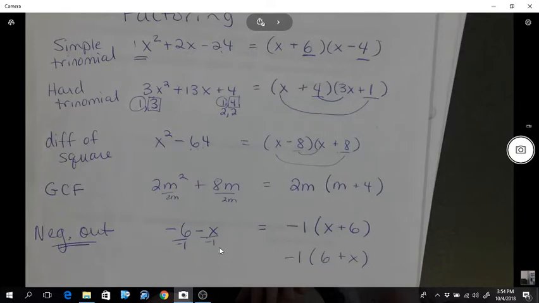Okay, those are your 5 factoring types you'll run into in the next lesson.